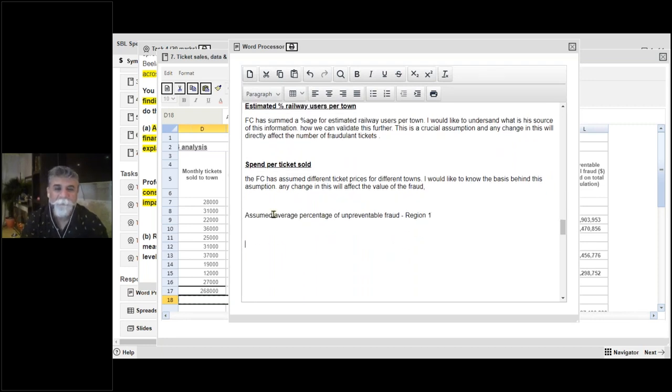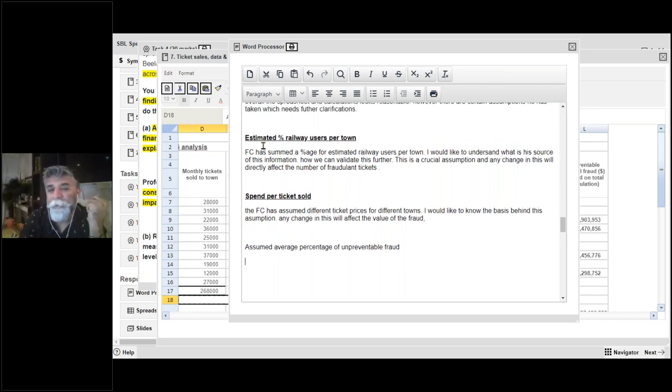Average percentage of unpreventable fraud. So you can talk here that 1.28 is assumed. So anything above this percentage is considered as fraud. So it's very important that we need to understand and validate this assumption. So I'm now drafting. So do you get an idea of how you give a heading? So this will be your third heading.